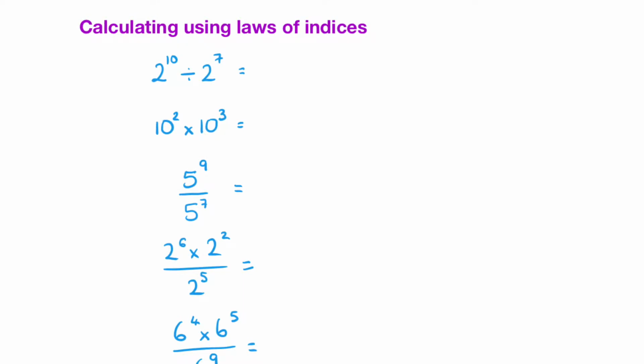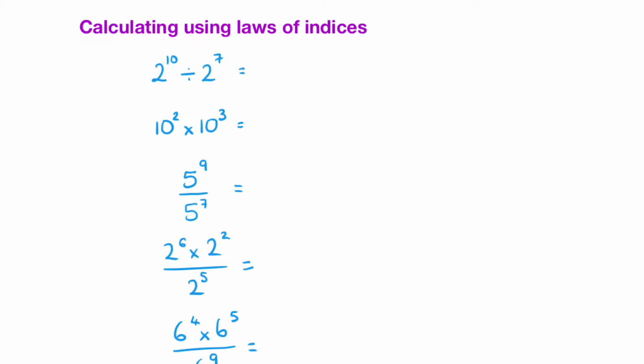So we've got 2 to the power 10 divided by 2 to the power 7. Now, before we knew our laws of indices, what we would have had to do is work out 2 to the power 10. So that's 2 times 2 times 2 times 2 times 2 times 2 times 2 times 2 times 2 times 2. That's going to be a big number and it's going to be complicated. And then we'd have to work out 2 to the power 7. So we'd need to do 2 times 2 times 2 times 2 times 2 times 2 times 2. I'm counting on my fingers here as I say the 2's. So that's a bit complicated.